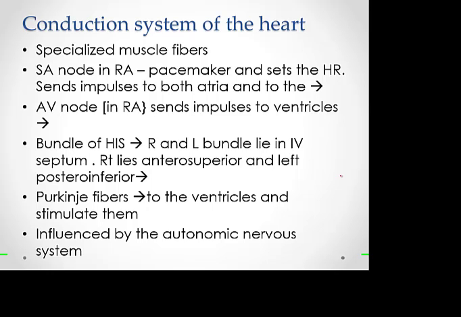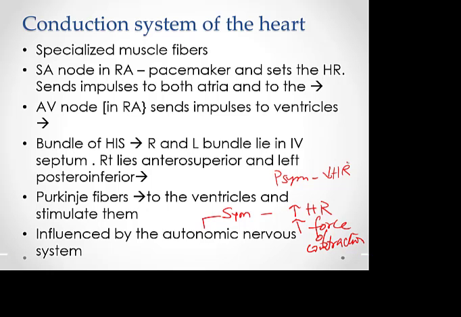So in the autonomic nervous system, the sympathetic system will increase the heart rate, and it will increase the force of contraction of the heart muscle. The parasympathetic system only acts on the heart rate. It decreases the heart rate. It will do the opposite. So sympathetic system increases heart rate and increases force of contraction. Parasympathetic system decreases the heart rate.